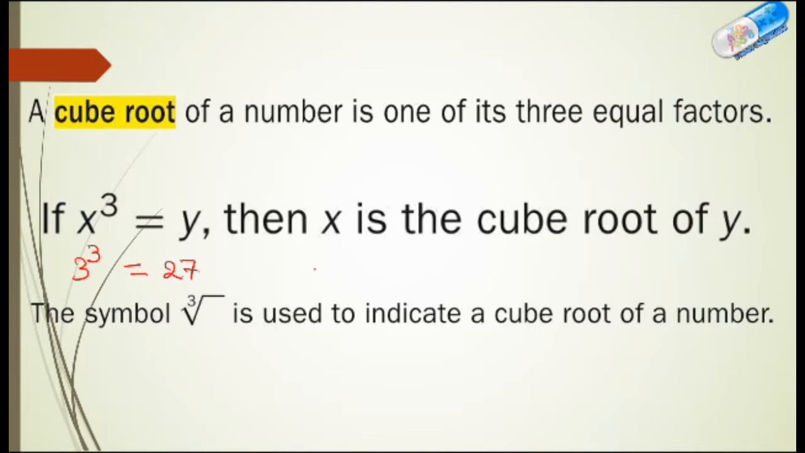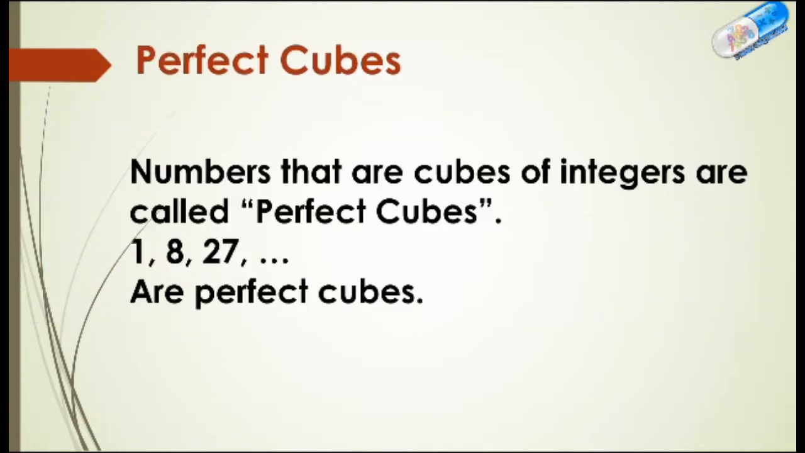This means that 3 is the cubic root of 27, and we write the cubic root by this symbol. The cubic root symbol, with an index 3 written here, is used to indicate a cube root of a number.